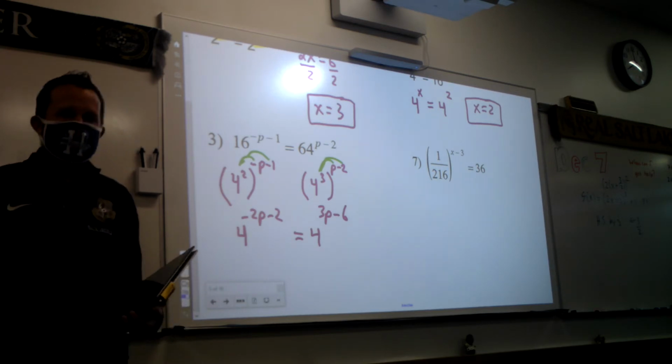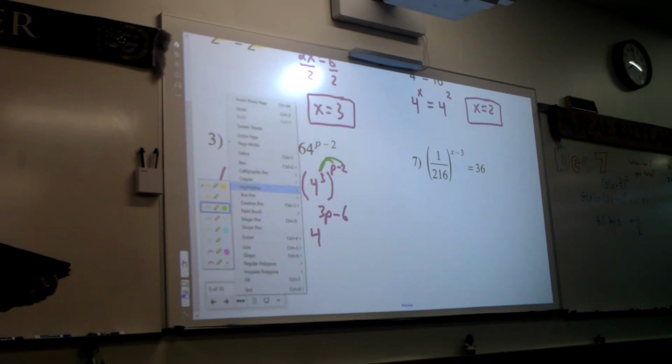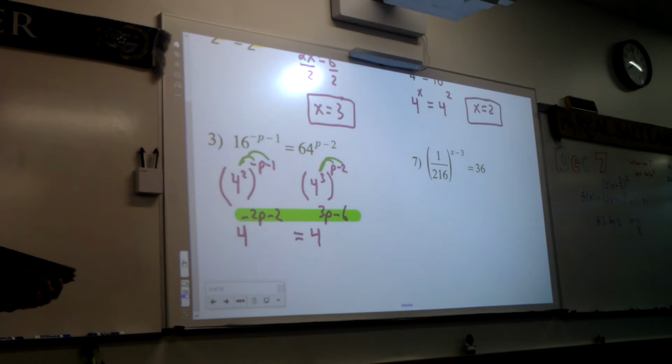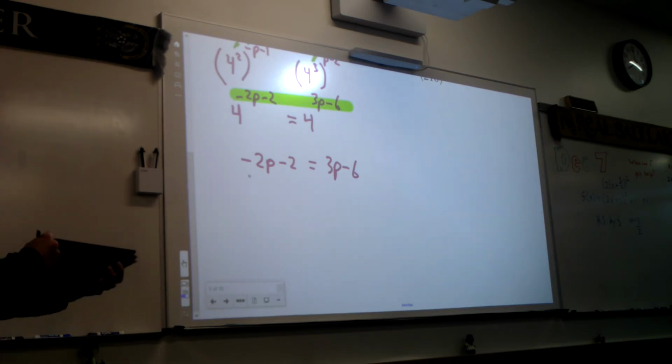Alright, so now that I've got the common base of 4, what do we do? We'll set the exponents equal to each other. So I'm just going to take those and drop that down here and say, all right, negative 2p minus 2 is equal to 3p minus 6. And then let's get you guys helping out a little bit more here. I want to solve that, so let's just send this one to Brandon and Aya. How would you go about solving this, Brandon? Okay. So when I do that, I get negative 2 is equal to 5p minus 6.